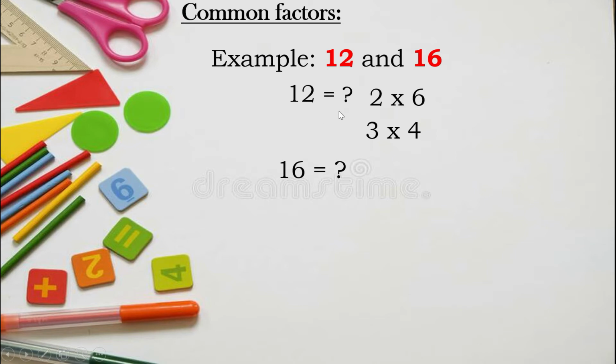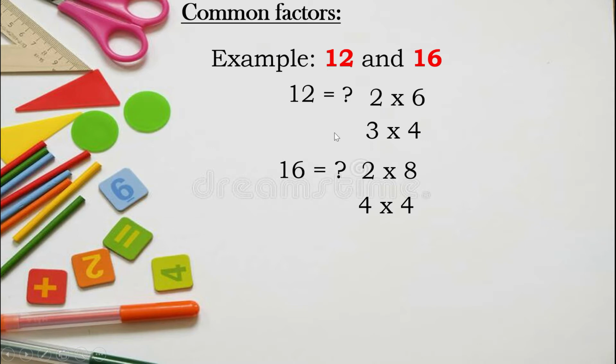Next, tapos na natin yung 12. Let us find naman yung 16. Think two numbers that when you multiply it, the answer is 16. So we have 2 times 8. Yes, 2 times 8 is 16. Next, we have 4 times 4, that is also 16. Meron pa po ba? Meron tayong 1 times 16. Hindi ko na sinama yung 1 times 12 at 1 times 16. So bale, 12 has a factor of 2, 3, 4, and 6. 16 has a factor of 2, 4, and 8.